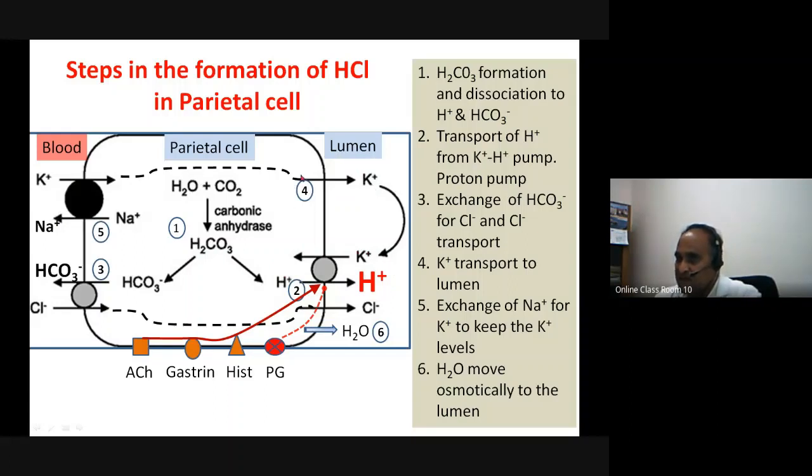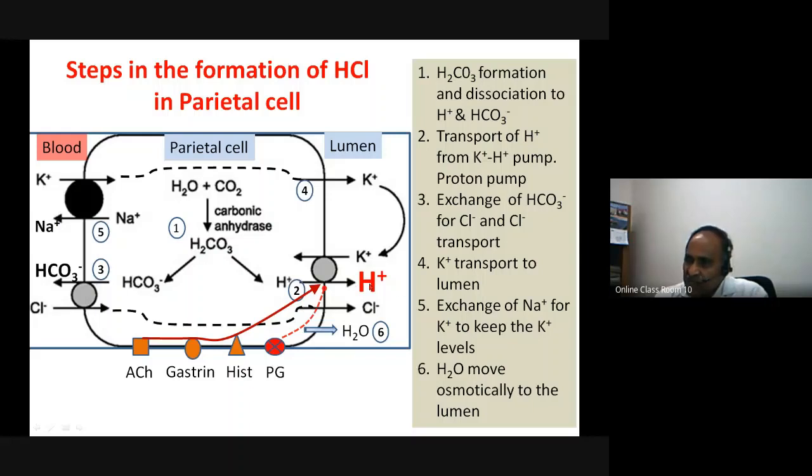If you are looking at the potassium, it is getting out here and being recycled, and this potassium is coming in through the sodium potassium pump. Because of this, osmotically active substances are there, and through osmosis the water moves in. It is the sixth step. These are the steps for the HCl secretion from the parietal cells.